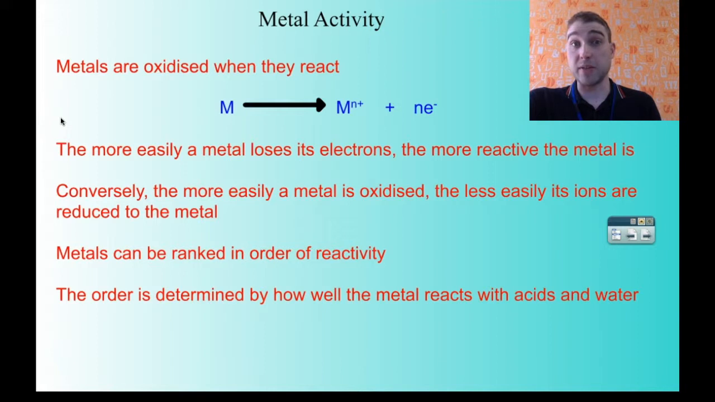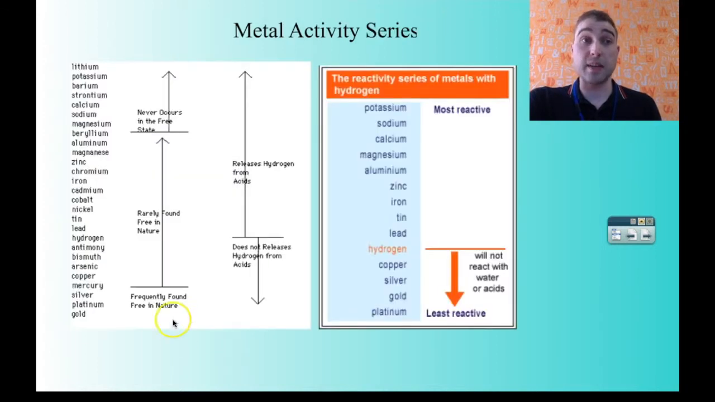And we can rank our metals in order of reactivity in terms of how they react and how easy they are to oxidize or reduce their ions. So here's some activity series. At the top here we've got lithium, down the bottom we have gold. It's saying here lithium and potassium, barium, so on, they never occur in their free state. That means you'd never just dig up a pile of sodium, for example. It's already reacted with something else in the environment.